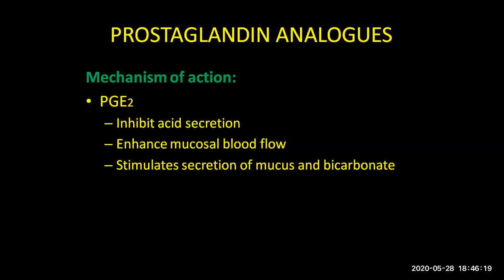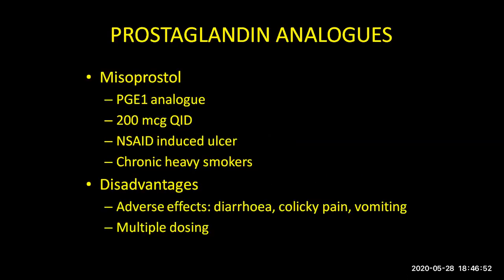The next group of drugs is prostaglandin analogs. So we have prostaglandin E2. What is the action of prostaglandin E2? It inhibits the acid secretion by acting on the parietal cell. It also enhances the mucosal blood flow, thereby stimulating the secretion of mucus and bicarbonate by the epithelial cell. So if we give prostaglandin analogs, it will inhibit acid secretion and also stimulate the secretion of mucus and bicarbonate, thereby a dual action. Misoprostol is a prostaglandin E1 analog.